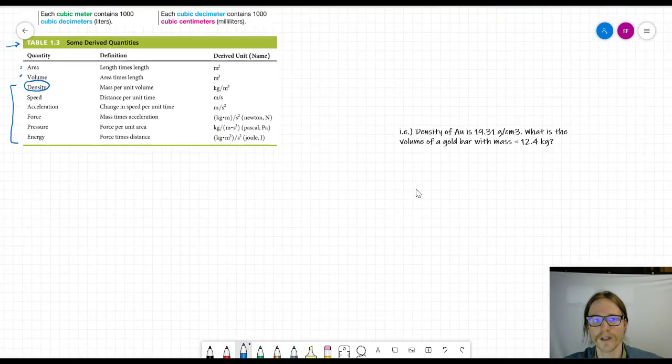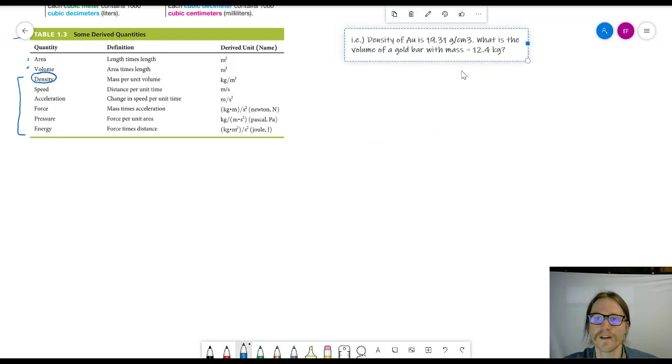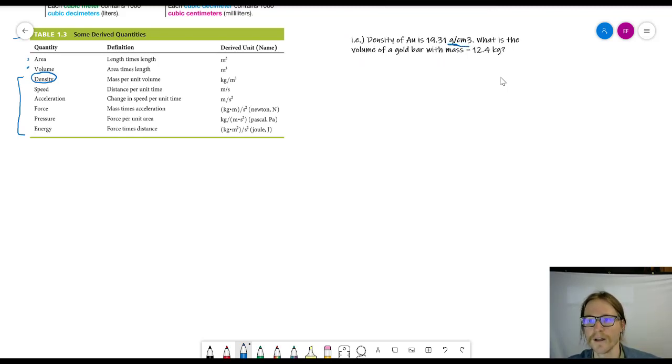So let's scroll up here. Let's do this example that I've got written out. So the density of a gold bar is 19.31 grams per cubic centimeter. So that's our derived unit there. So grams per cubic centimeter. And what we want to know is the volume of the gold bar that has a mass of 12.4 kilograms.